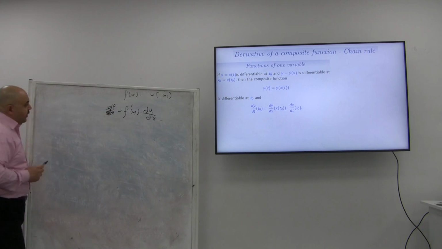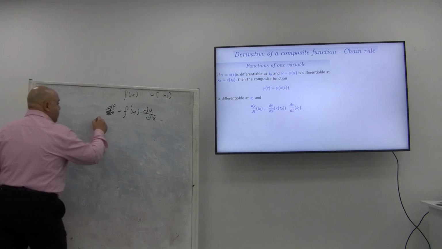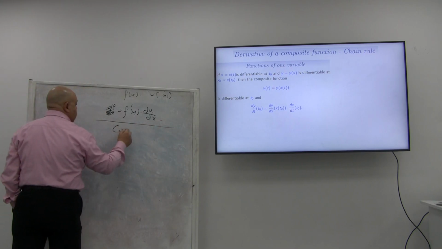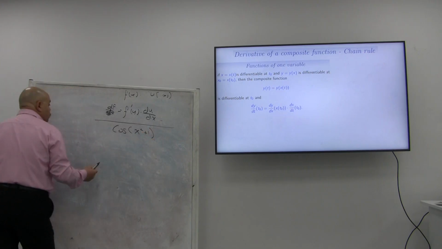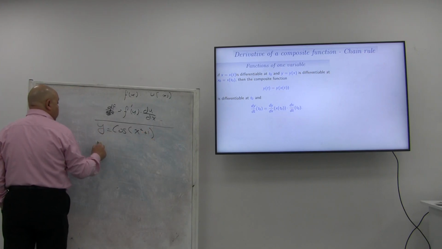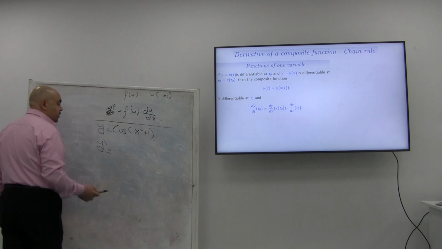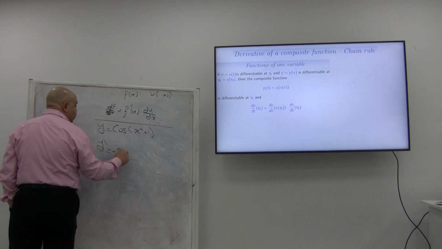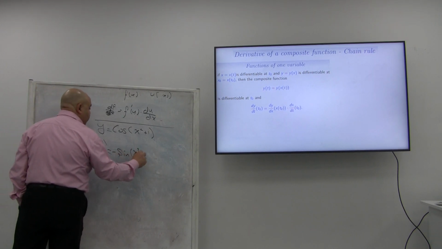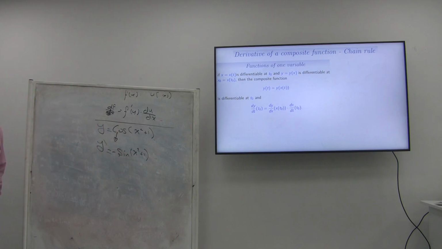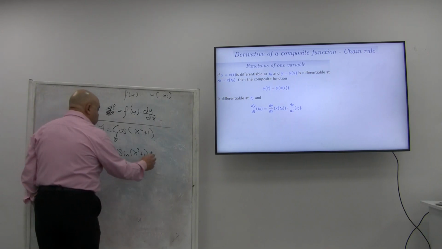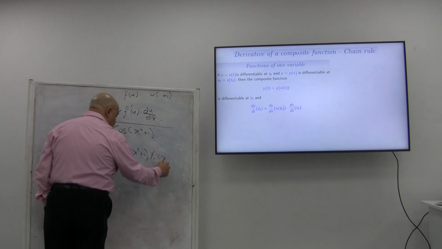So this is mainly how we get df with respect to x in the case of one variable problems. For example, if I have cosine of x squared plus 1, this is y, so you get y dash, which is simply negative sine of x squared plus 1. That's the derivative of the main function times the derivative of the argument inside, so you simply multiply by 2x.